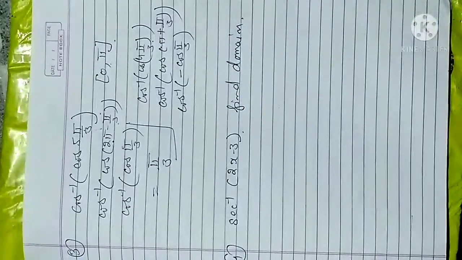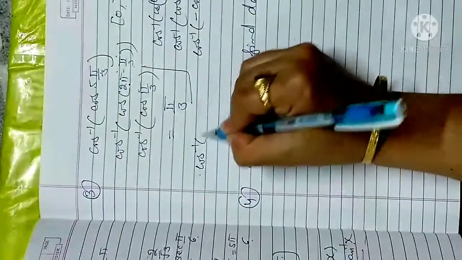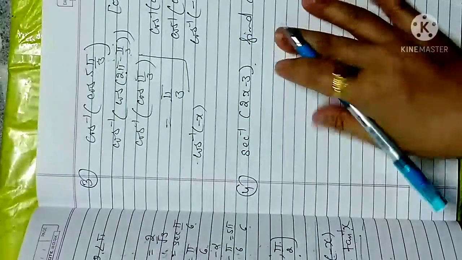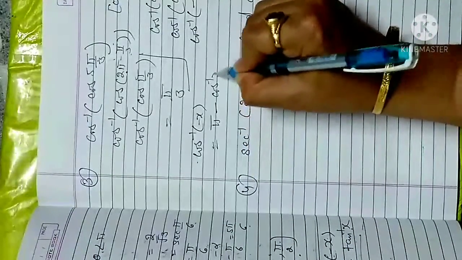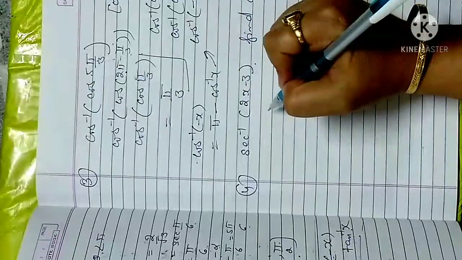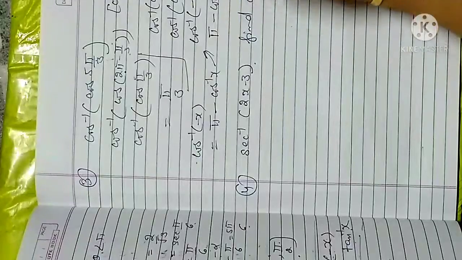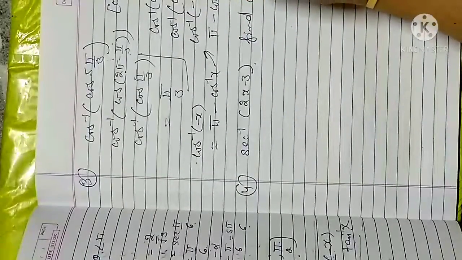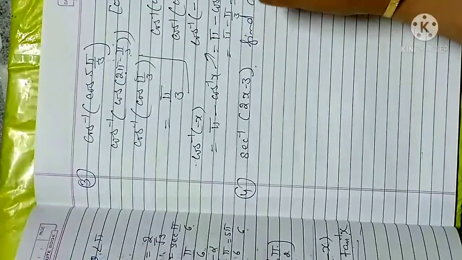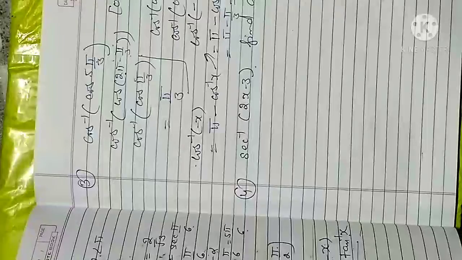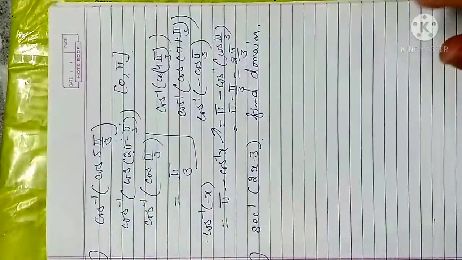Now how will you solve this type of question? We have a rule: if any cos inverse minus x is there, you can directly open it as pi minus cos inverse x. So I apply the rule here, pi minus cos inverse, and in place of x there is cos pi by 3. Now this cos will be cancelled, pi minus pi by 3 is left, and my required answer is 2 pi by 3. So this way you have to apply the properties and solve the question.